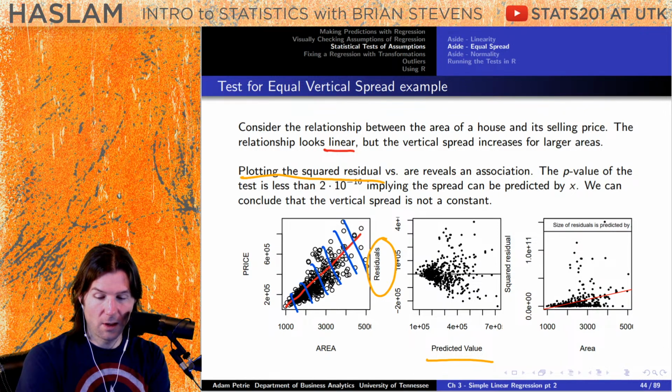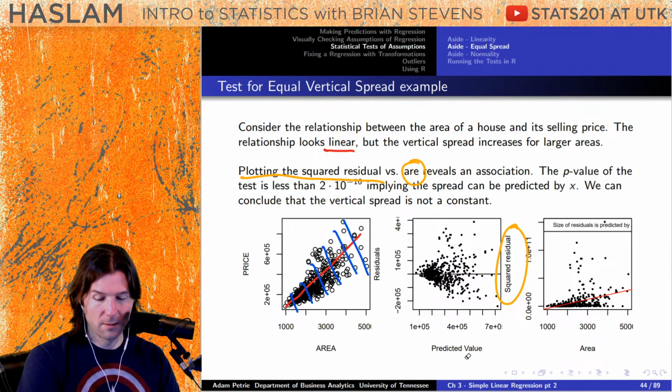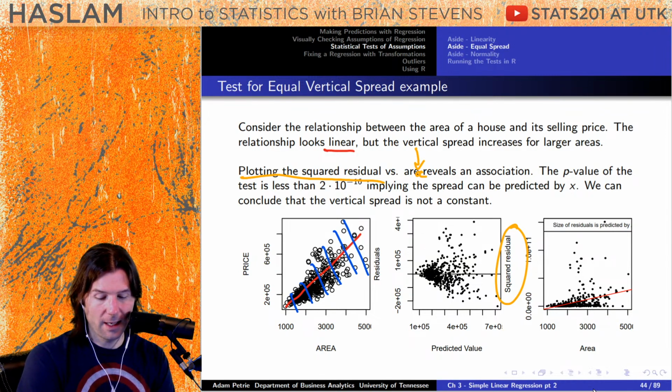Versus, that might be our values. I think there is a typo. Oh, sorry, squared residuals. Oh my gosh, my brain is not working today. Versus area. Okay, wait, area right here. There we go. That is a typo. I need to correct that. That should be area, and that's the X value right here.